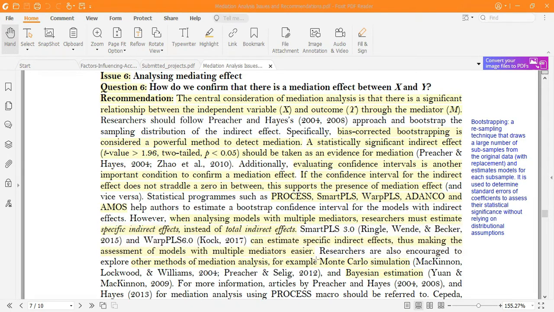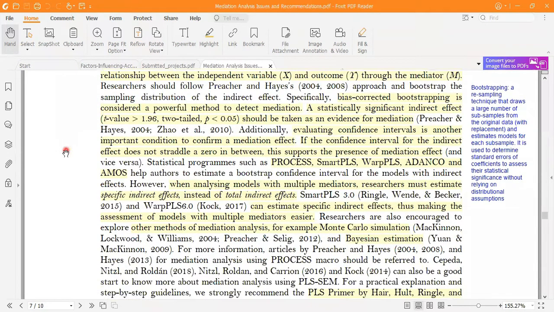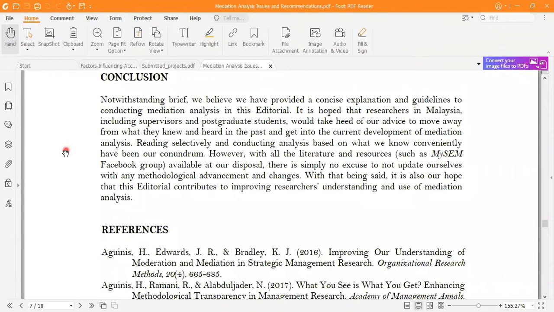Another method is the Monte Carlo simulation method, and Bayesian estimation is also another method through which you can test whether the mediation relationship is significant or not. So here is a conclusion.